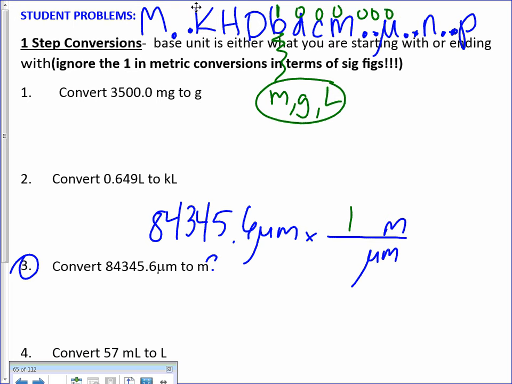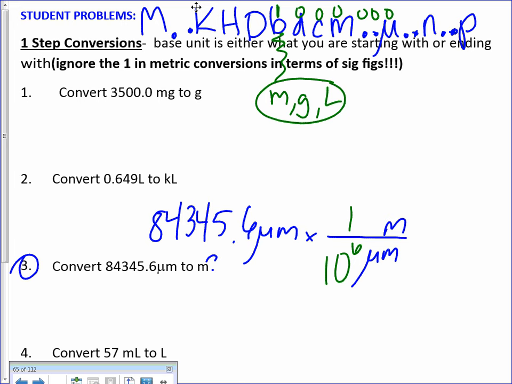6 zeros away, right? That's not 6 times greater. That is 10 to the 6. It's not 6 spaces away, it's 10 to the 6, right? 10 to the 6 micrometers in 1 meter. And that makes sense. 1 huge meter has lots and lots of little micrometers, a million of them.